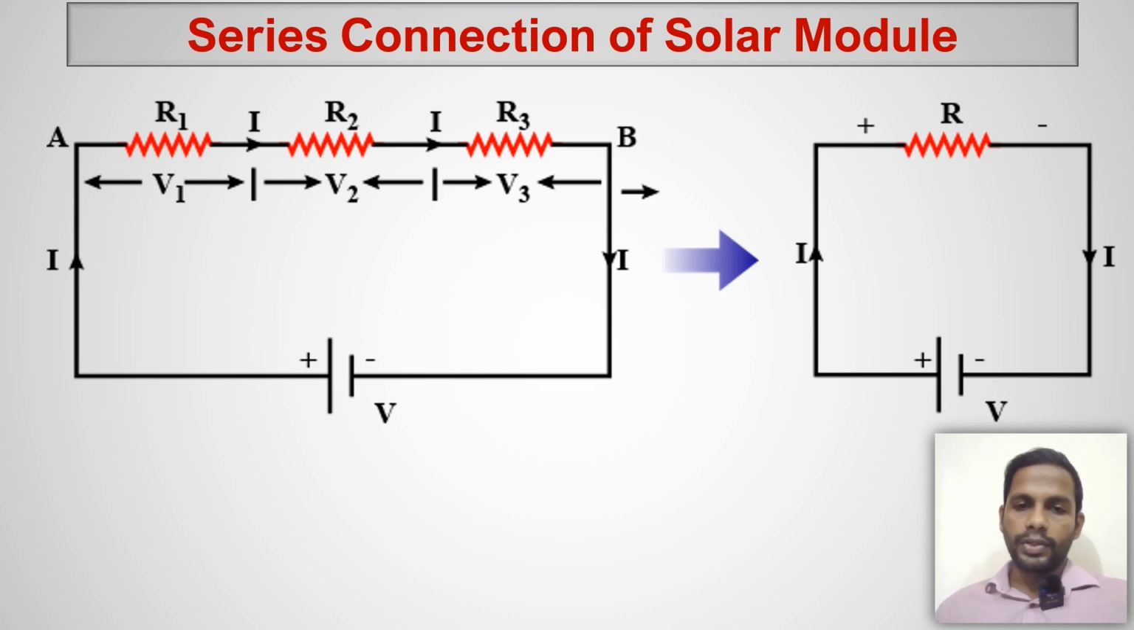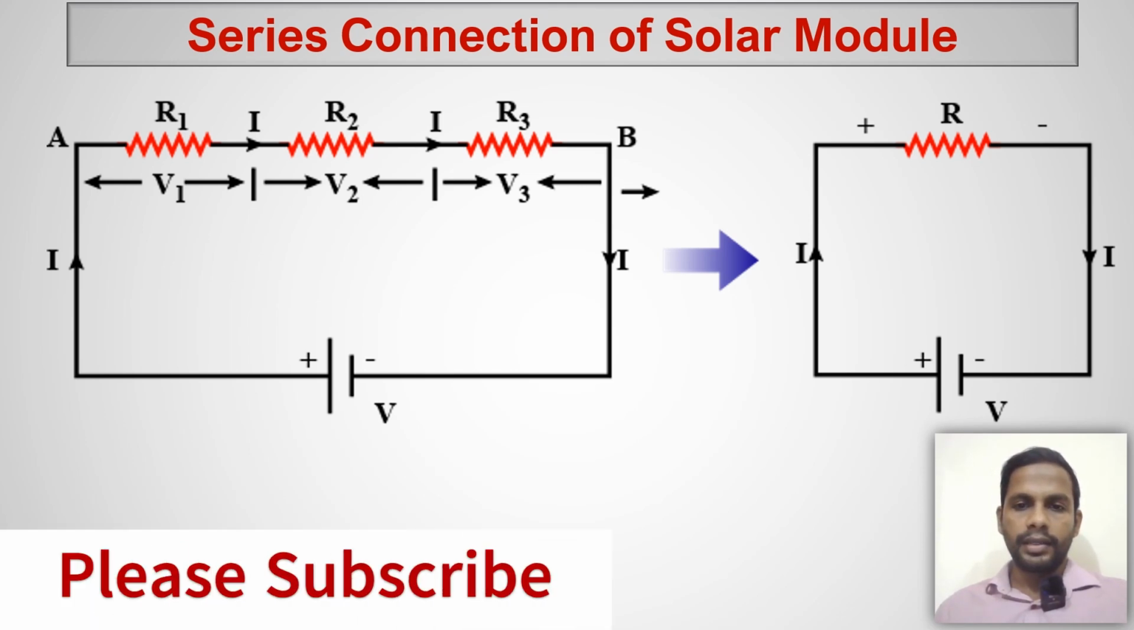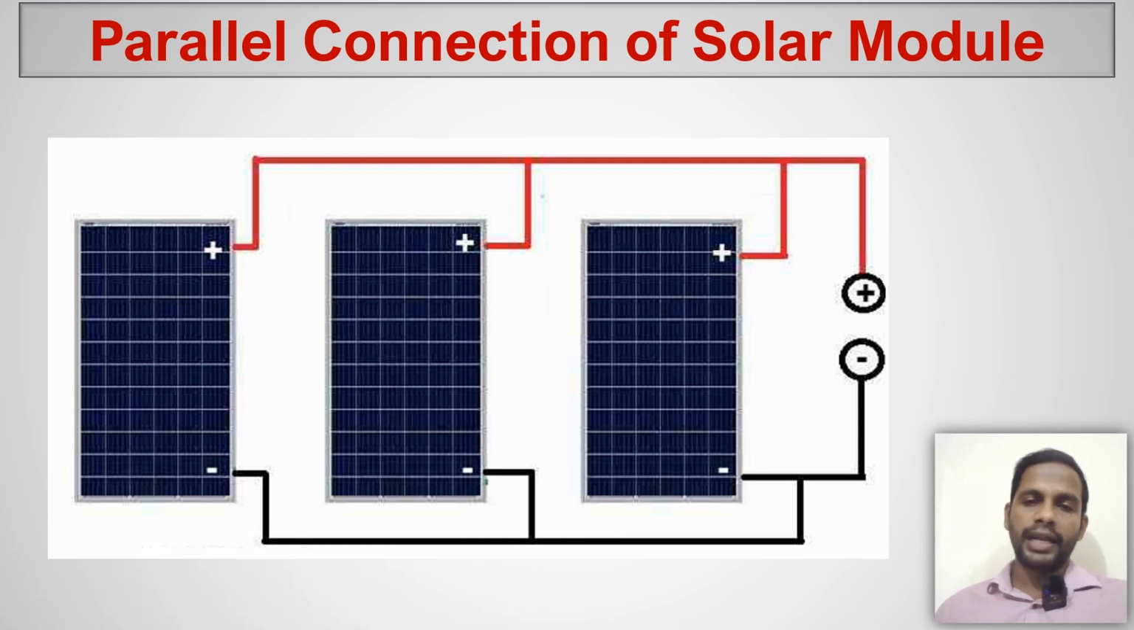Those are solar panels connected to the battery to charge the battery, or connected to the DC load, and then it goes to the inverter, and maybe it goes directly to the inverter and then to the house system. So that's all for series connection. Next we go for a parallel connection.